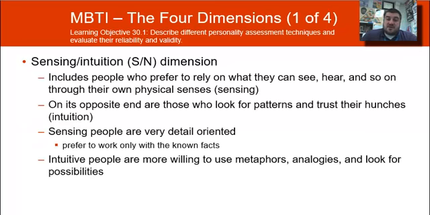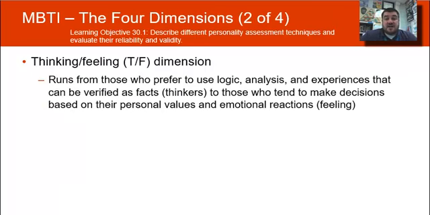So it looks at your personality on a sensing-intuition dimension, or an S-N. People who use their senses rely on only what they can see, hear, and so on. They don't like to read into situations. People who are intuitive like to look for patterns and trust their hunches. Sensing people are also very detail-oriented, known to only work with the known facts that we have, and intuitive people like to use metaphors, analogies, and look for possibilities beyond what is there.